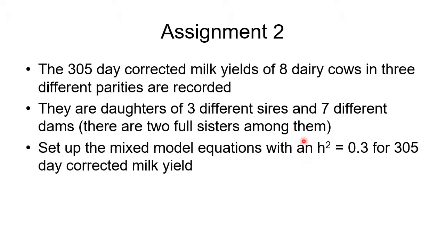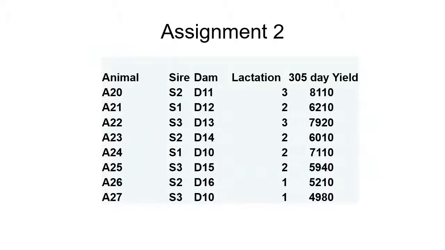And the H-square, or the heritability estimate for milk yield, lactation milk yield in this case, we assume to be 0.3 or 30%. So obviously there's an assignment, and this table then gives us all the information we need, plus the heritability estimate. So our animals are animal 20 to 27. Those are our animals, and they are sired by sire 1, 2, and 3. So this female's sire is sire 2, and that female's sire is sire 1, and their dams would be dams 11, 12, 13, 14, 15, and so forth. So these would be then the dams of these animals.